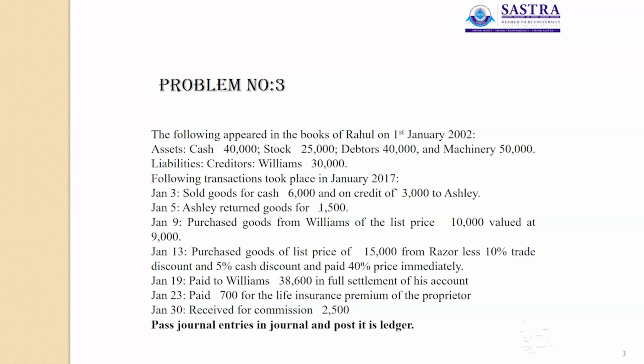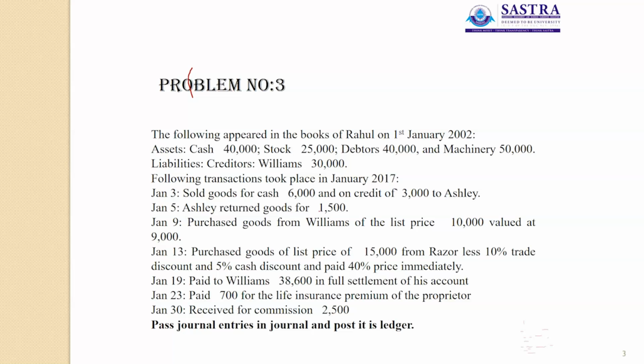19th, paid to Williams 38,600 in full settlement of his account. 23rd, paid rupees 700 for the life insurance premium of the proprietor. Then January 30th, received commission rupees 2,500. Pass journal entries in the journal and post them into the ledger. So here in this problem, we prepare the journal entries and see how these transactions are posted to the ledger. So first transaction.